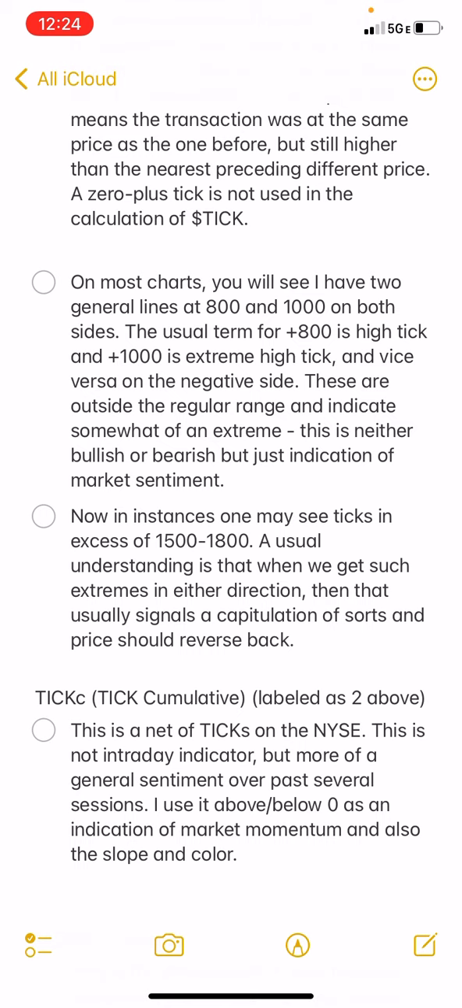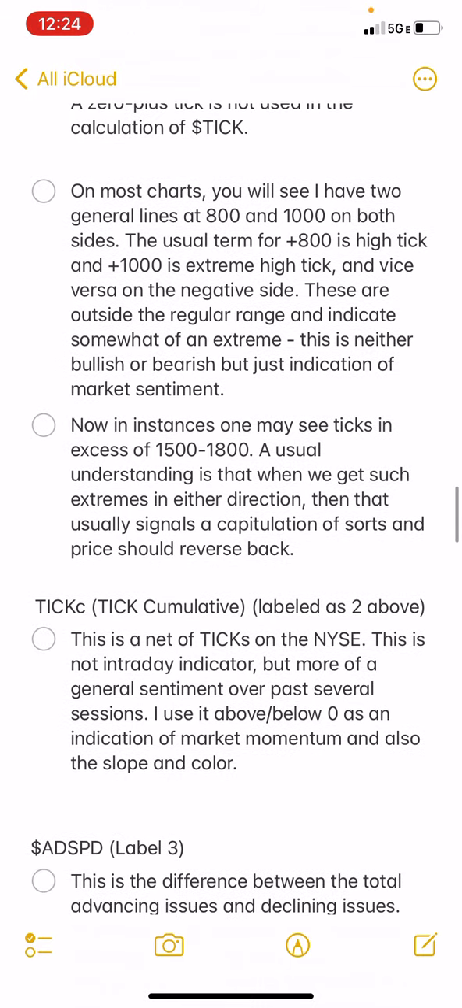So we were watching the ticks very closely throughout the day. As soon as we saw that, we made note of it and started scaling in some longs, and it paid off big time. So again, ticks are very important.